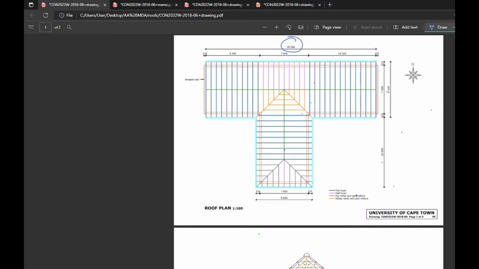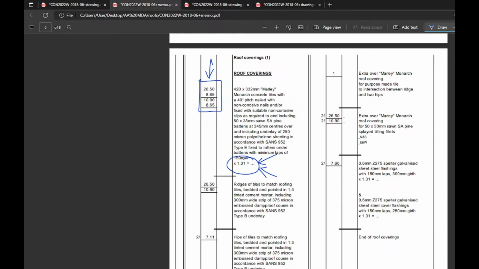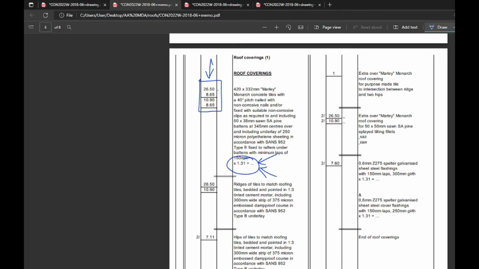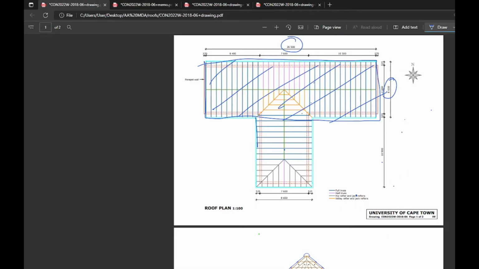So 26.5, here's your 8.65. So we're saying that this entire square coverage is done. 26.5 by 8.65 covers this on flat. And 10.9 by 8.65 will get us this last bit, right, on flat.